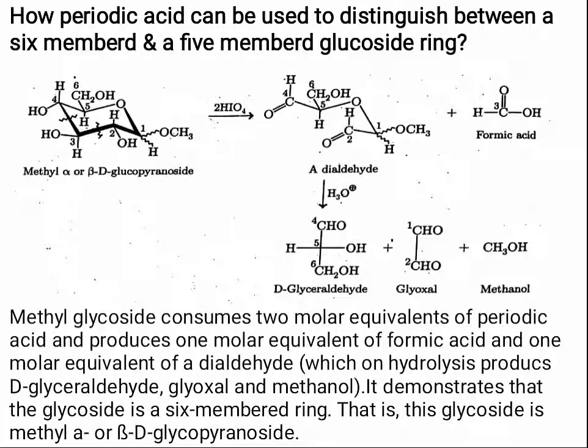And if you acidify this dialdehyde, you will get this glyceraldehyde, glyoxal, and methanol. Methyl glycoside consumes 2 molar equivalents of periodic acid and produces 1 molar equivalent of formic acid and 1 molar equivalent of a dialdehyde, which on hydrolysis produces D-glyceraldehyde, glyoxal, and methanol. It demonstrates that the glycoside is a 6-membered ring. That is, this glycoside is methyl alpha or beta D glucopyranose.